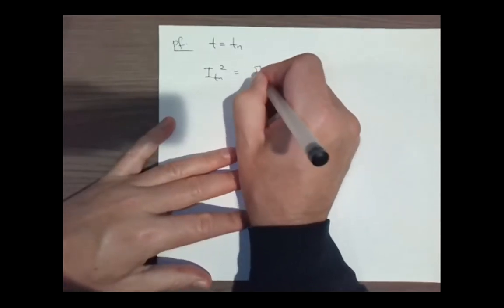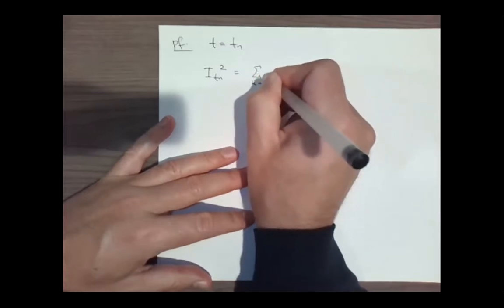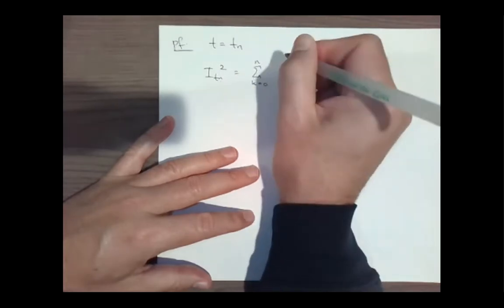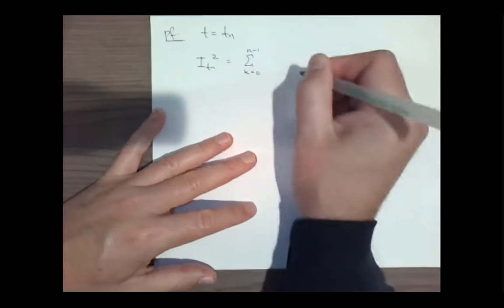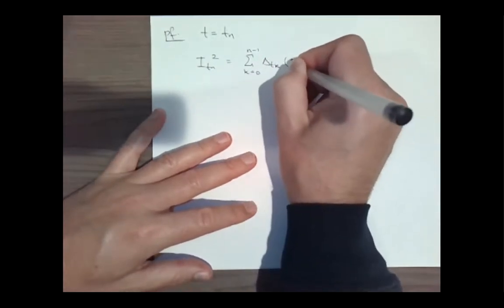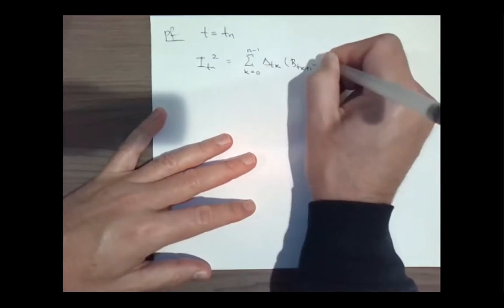So this would be a sum, say, from k running through 0 to the last one, which will probably be n minus 1, and then we'll have our Delta_{t_k} times (B_{t_{k+1}} minus B_{t_k}). You have to square it.